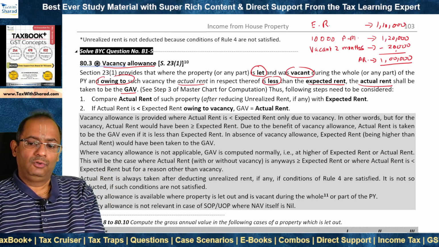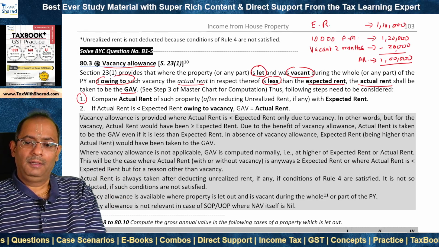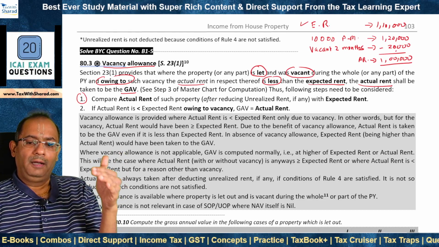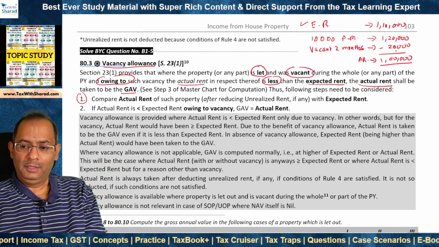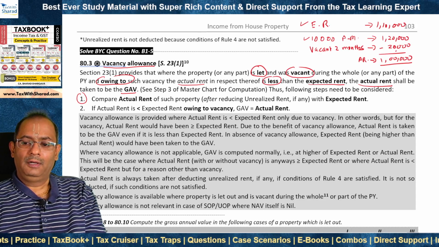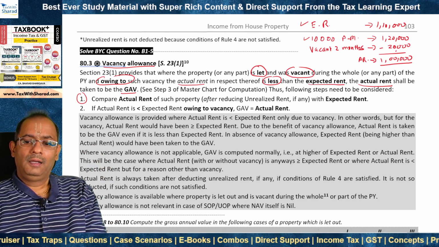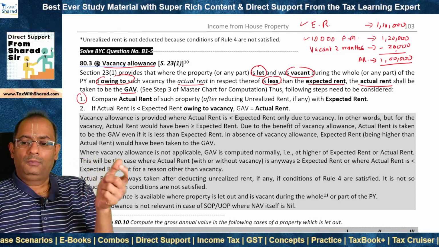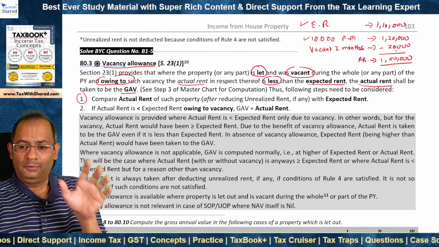So there are two steps to be followed. And let's take an example. There is a property where the expected rent, which is the higher of fair rent or municipal value subject to standard rent, is say 1,10,000 rupees for the year. And the rent is 10,000 per month, so the annual rent is 1,20,000, which is more than the expected rent, right? So if there is no vacancy, then the higher of 1,20,000 or 1,10,000 will be taken as the GAV, which is the actual rent of 1,20,000.